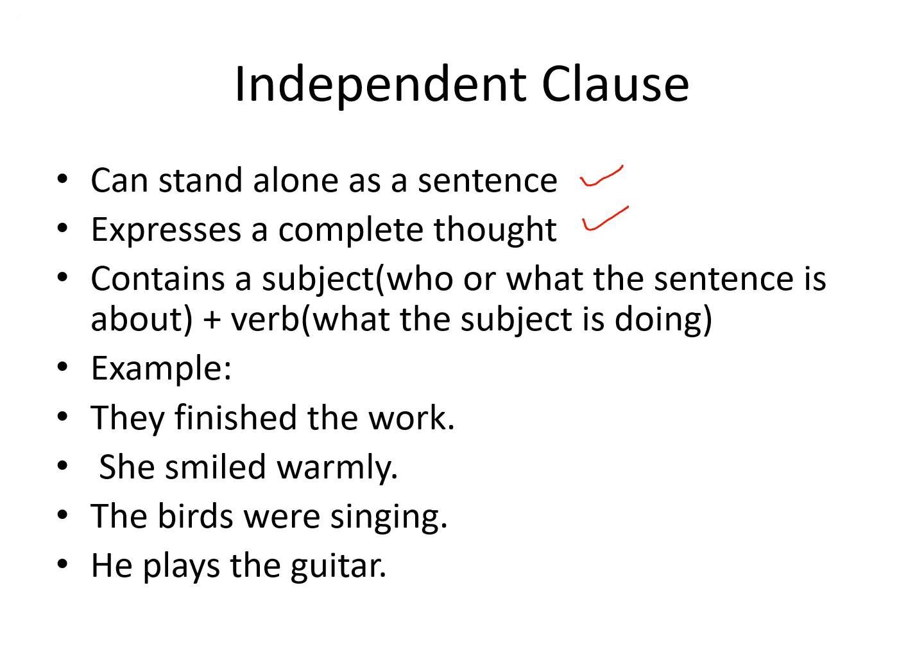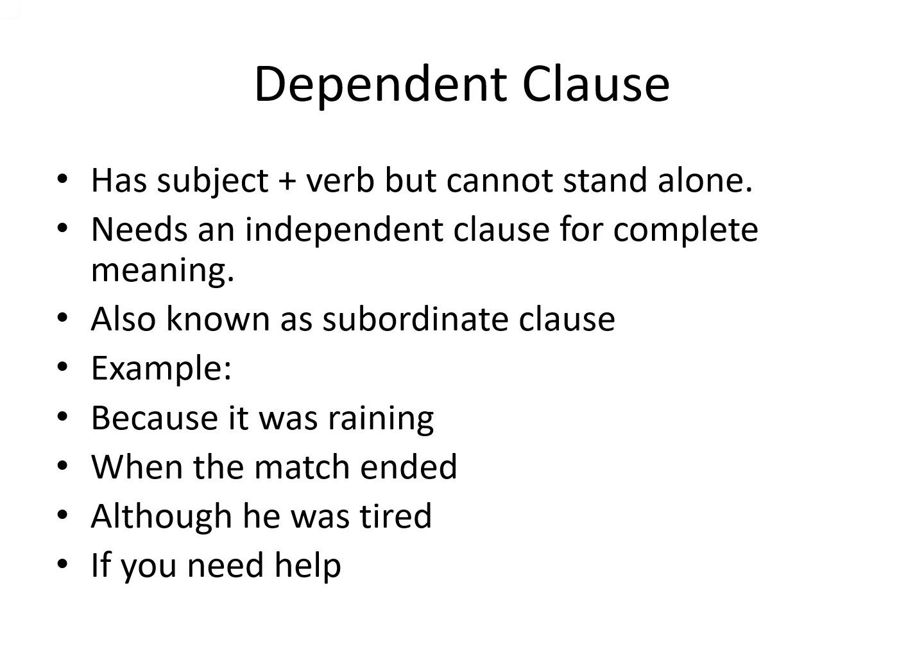Example number one, they finished the work. She smiled warmly. The birds were singing. He plays the guitar. So by reading these examples, we came to know that these sentences are conveying a complete sense. What is a dependent clause?